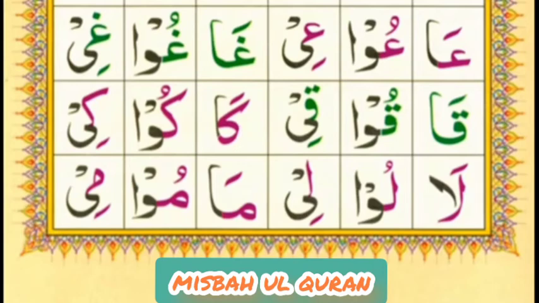Kaf, alif, fatha, ka. Kaf, waw, damma, ku. Kaf, ya, kasra, ki. Ka, ku, ki. Lam, alif, fatha, la. Lam, waw, damma, lu. Lam, ya, kasra, li. La, lu, li.